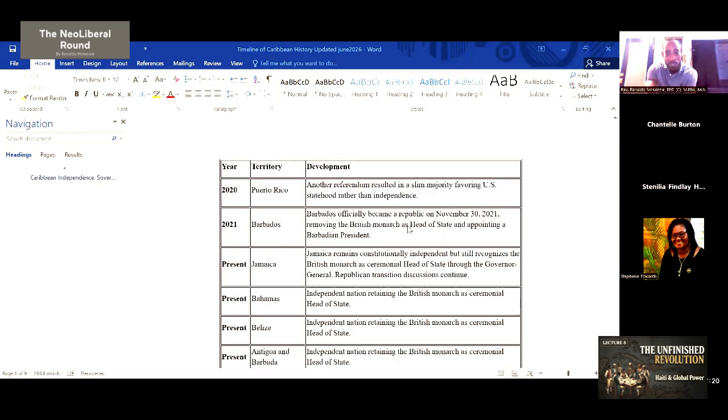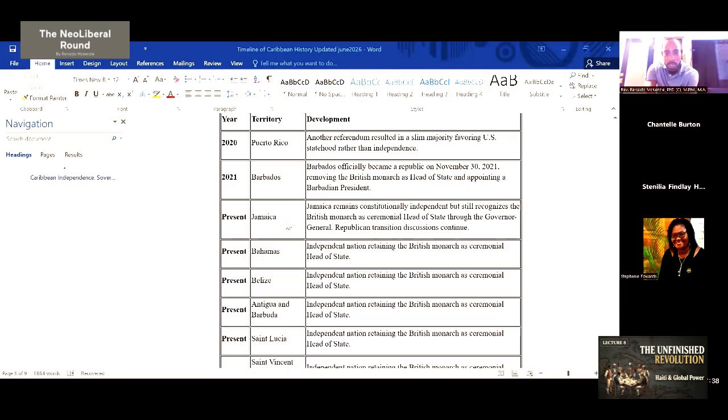As of 2021, Barbados officially became a republic on November 30th, 2021, removing the British monarch as head of state and appointing a Barbadian president. Jamaica remains constitutionally independent, but still recognizes the British monarch as ceremonial head of state through the Governor General. Republican transition discussions continue.